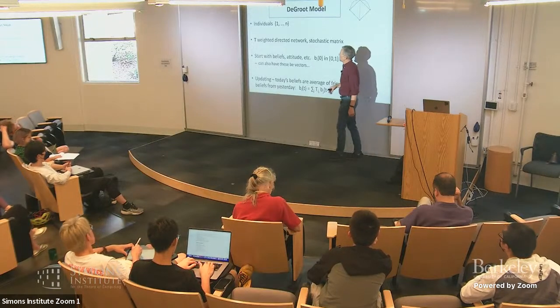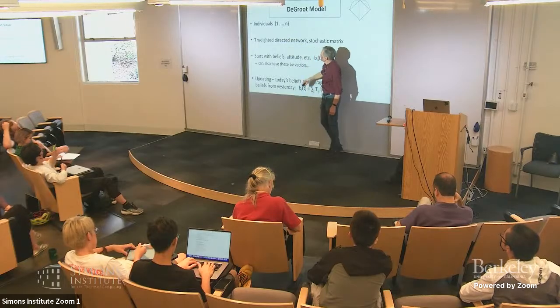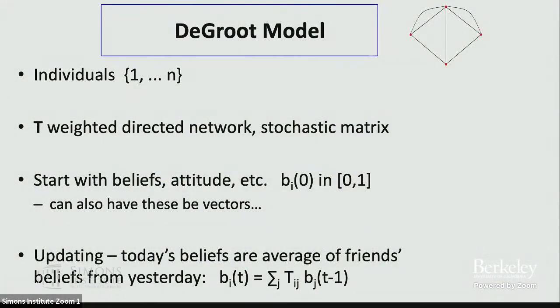So similar to the Rashomon story, you have individuals, and they're connected by some weighted directed network. These are the people you pay attention to, who influence you. Think of T as standing for trust network, but it's some stochastic matrix. Each person has total weight 1 going out, allocated maybe 30% to this person, 70% to this person, et cetera. You start with some beliefs or attitudes, some number at time 0 in [0, 1]. You could make these vectors, but I'm just going to deal with the case where these are real numbers in [0, 1].